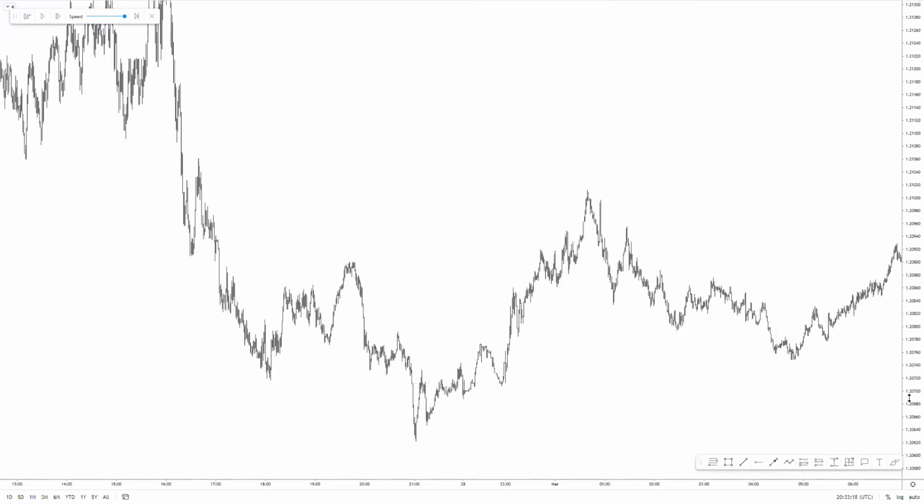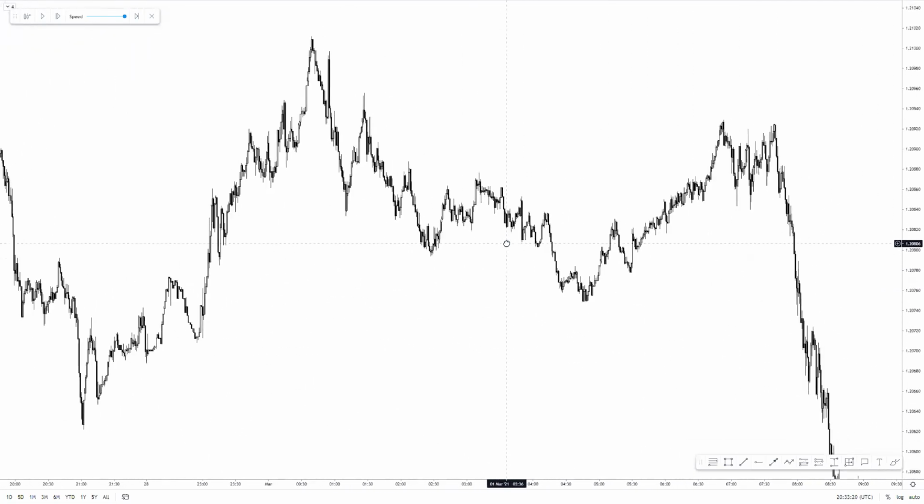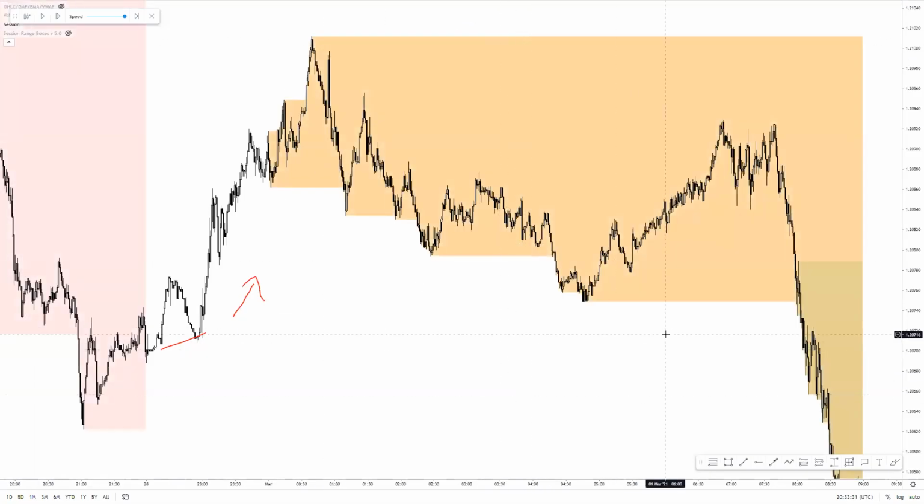So what do we see in here? This is the picture that we see at that time. We know that when market did open over here, it continued higher. So let me turn on the session indicator. This is our Asian session, by the way, slightly orange.